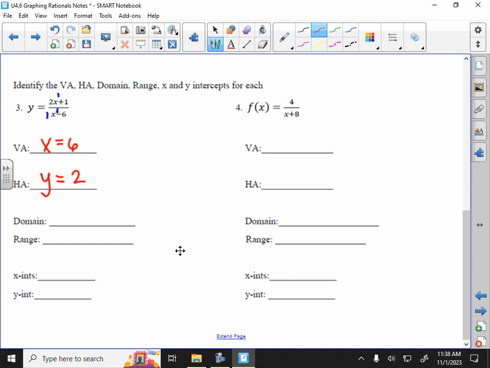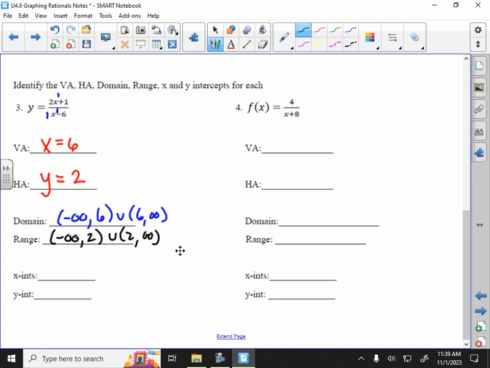The domain is based off the vertical asymptote number. So we would say negative infinity to 6, union 6 to infinity. The range is based off the horizontal asymptote number. And so this would be negative infinity to 2, union 2 to positive infinity. Again, you can memorize: vertical asymptote has x equals, and domain is all based off the x values. And then horizontal asymptote is y equals, and the range is always based off the y values. So that's another way you can memorize it.